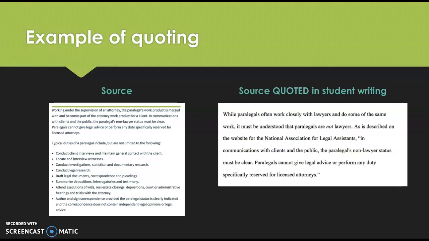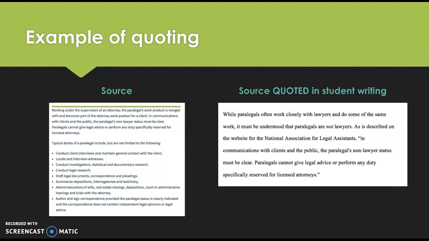Okay, so here's how you might quote that information from the NALA website in your own paper. While paralegals often work closely with lawyers and do some of the same work, it must be understood that paralegals are not lawyers. As is described on the website for the National Association for Legal Assistance, quote, in communications with clients and the public, the paralegal's non-lawyer status must be clear. Paralegals cannot give legal advice or perform any duties specifically reserved for licensed attorneys, end quote.